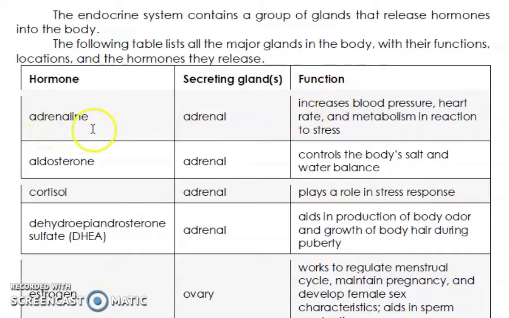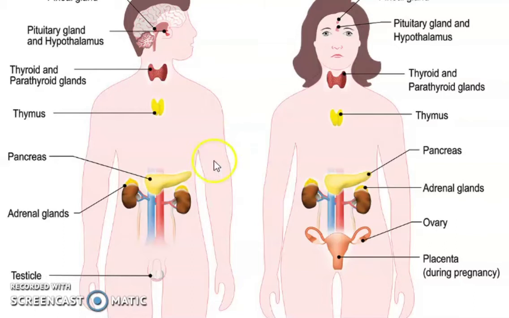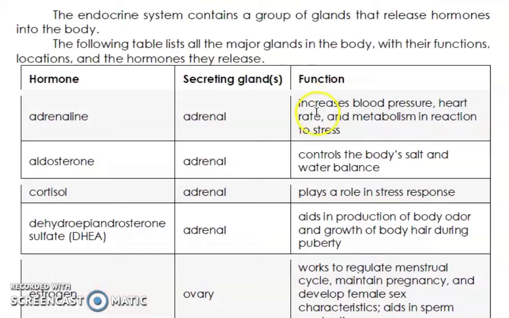The first hormone is called adrenaline. It is secreted from the adrenal gland. The adrenal gland is located above our kidneys. Its function is to increase blood pressure, heart rate, and metabolism in reaction to stress. A good example when adrenaline kicks in is when there's a fire. You get your blood pressure higher and gets your heart pumping.